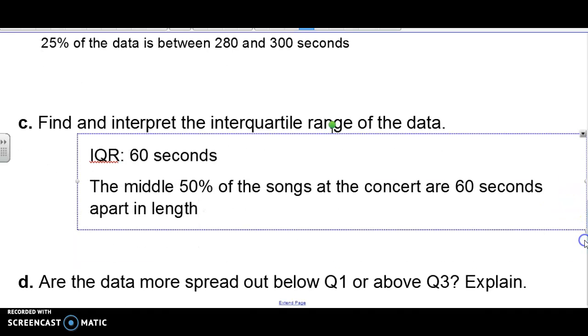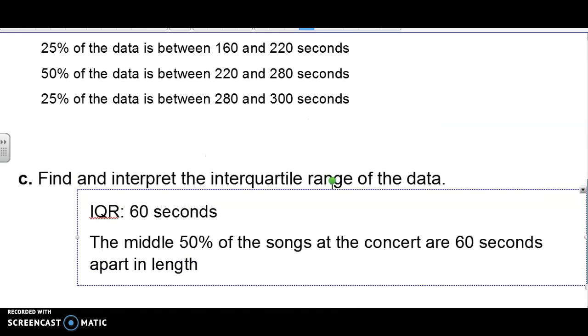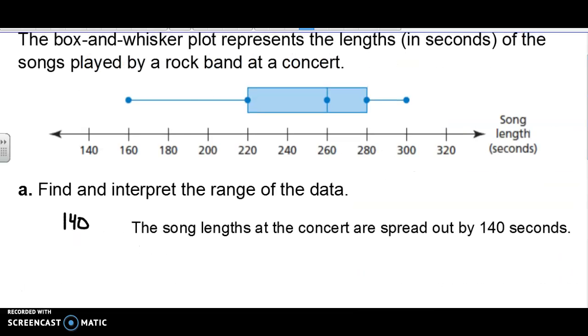Okay, and then are the data more spread out below quartile 1 or above quartile 3? So if we look at the whisker on the bottom, the whisker on the bottom is longer than the whisker on top. So that means that the data is more spread out below quartile 1. So 25% of the songs are below 220 seconds. So they go all the way to 160. So that's a range of 60. The upper whisker, 25% here, goes from 280 to 300, so that's only 20 seconds. So that would be less spread out.